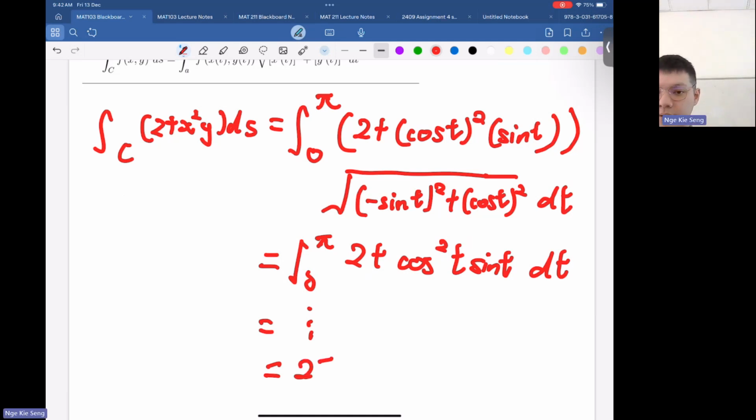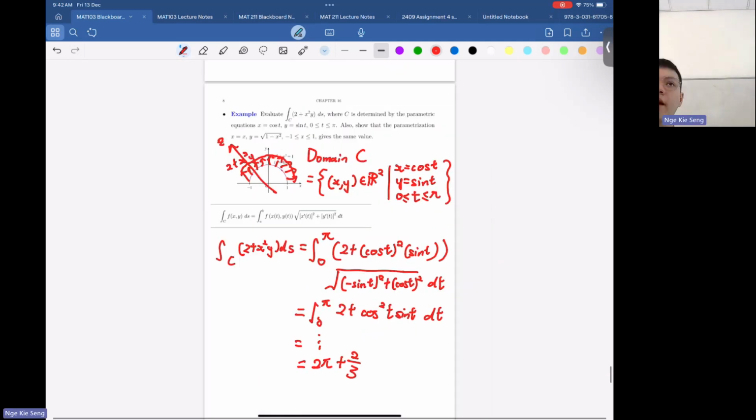2 pi plus 2 over 3. Okay, so 2 pi plus 2 over 3. Cosine, trig integration here. Probably you need a substitution, integration by substitution. Okay, everyone good? Good.